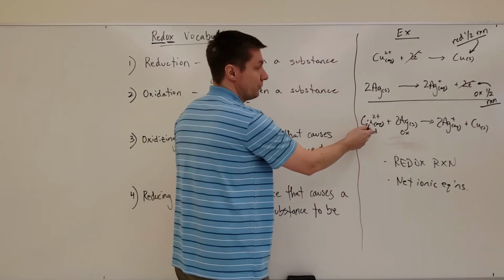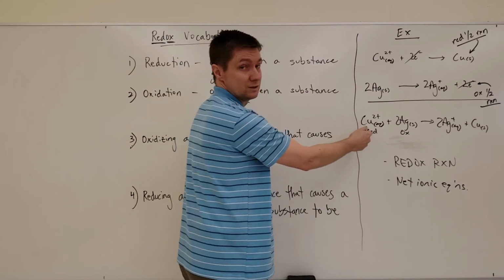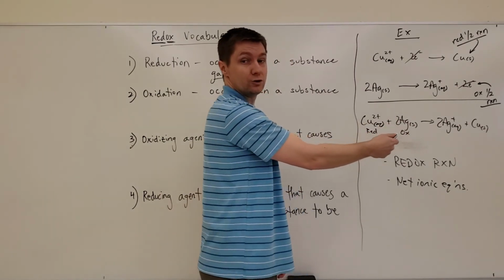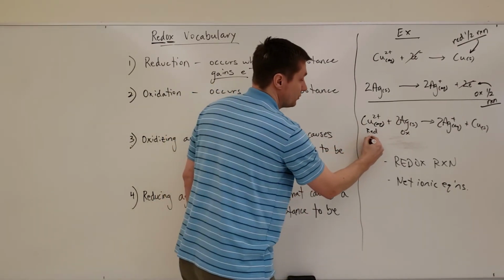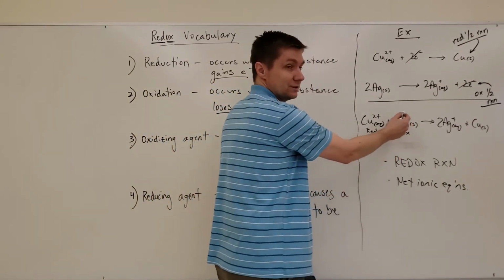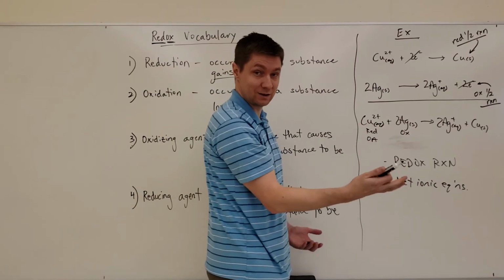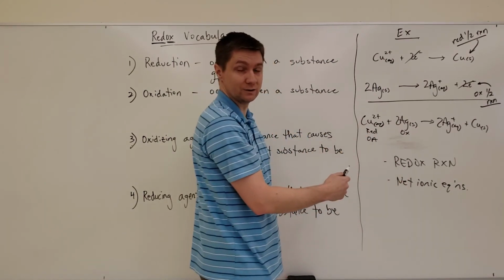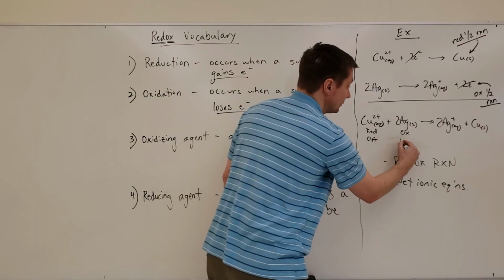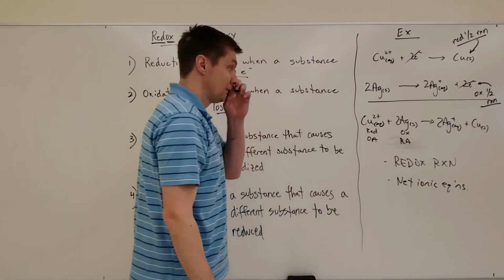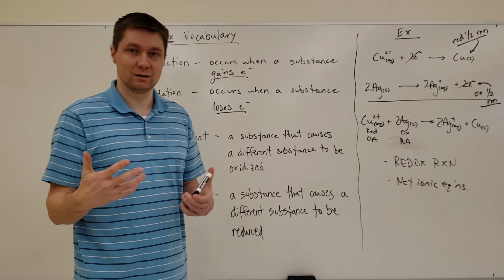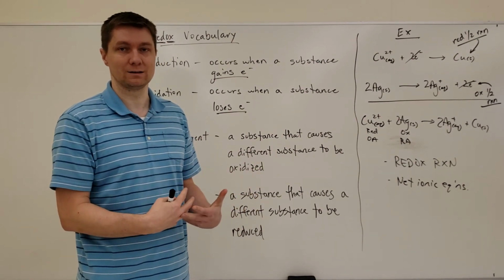Now, the copper 2 positive, because it's being reduced and gaining electrons, it is the thing that is causing the silver to be oxidized, which makes the copper 2 positive the oxidizing agent. And because the silver is being oxidized, it is the substance that's causing the copper 2 positive to be reduced. So that makes the silver solid the reducing agent. And the oxidizing agent and the reducing agent, the things that are being oxidized and reduced, those are always found on the reactant side of the equation.